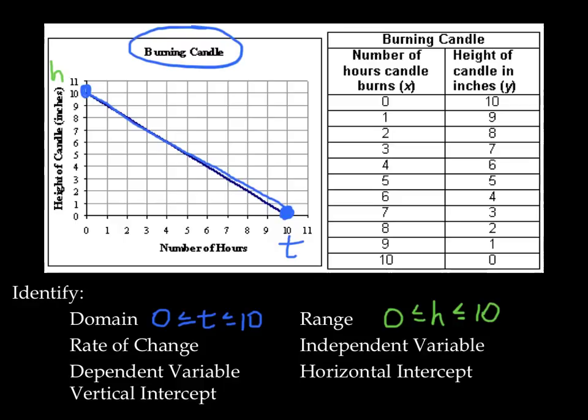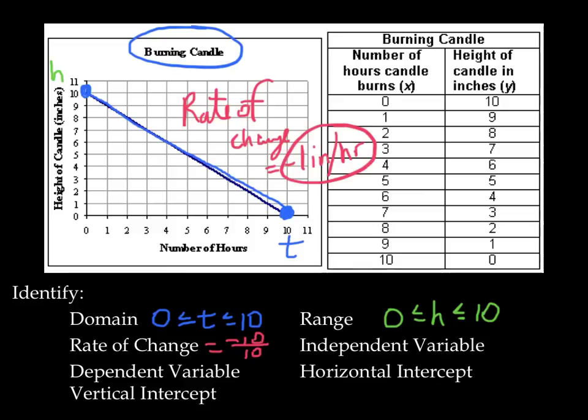Okay, the rate of change. Well, let's see. The rate of change is the change in the dependent variable divided by the change in the independent variable. In this case, the dependent variable goes down 10, and the independent variable goes out 10. So it's negative 10 over 10. But how could we write that in terms of inches and hours? Well, the rate of change of this graph is really equal to negative 1 inch per hour.